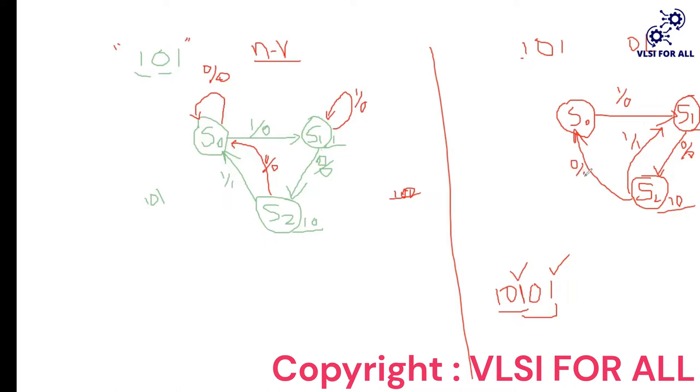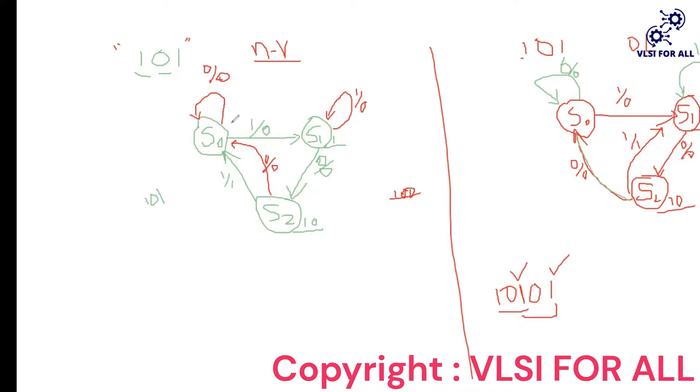Okay, now let's draw for the inputs that are not being used here. So when we get 0 as input here, it will go back to the same state. Here, when we get 1 as input, it will go back to the same state again. Again, when we get 0, it will go back to the initial state.